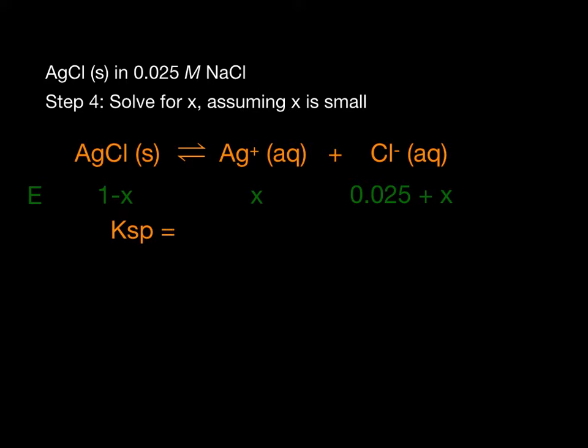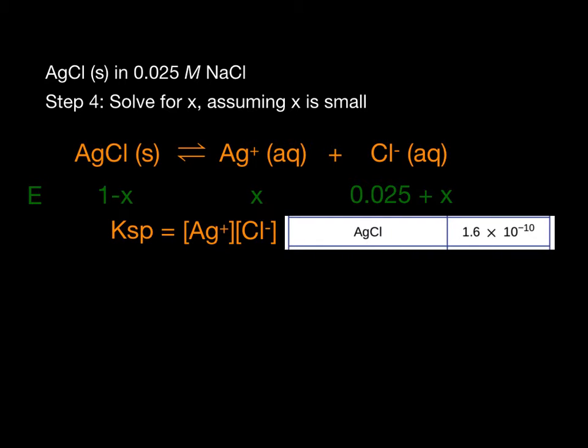So KSP is equal to the silver ion concentration times the chloride ion concentration. And I went ahead and looked up the KSP for silver chloride that I found in Appendix J of the OpenStax book. So now we just substitute these values into the expression, and we have 1.6 times 10 to the minus 10 is equal to x times (0.025 plus x).